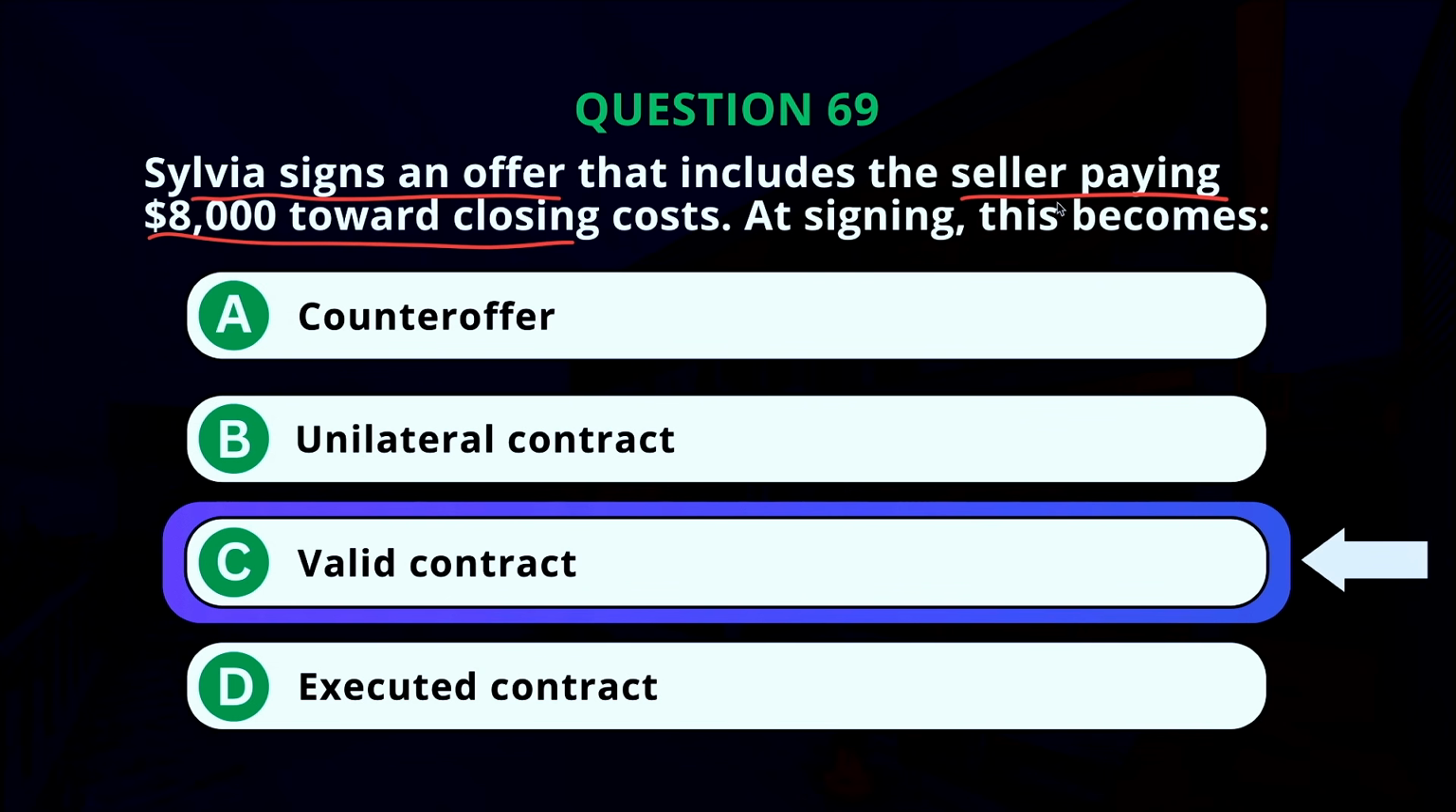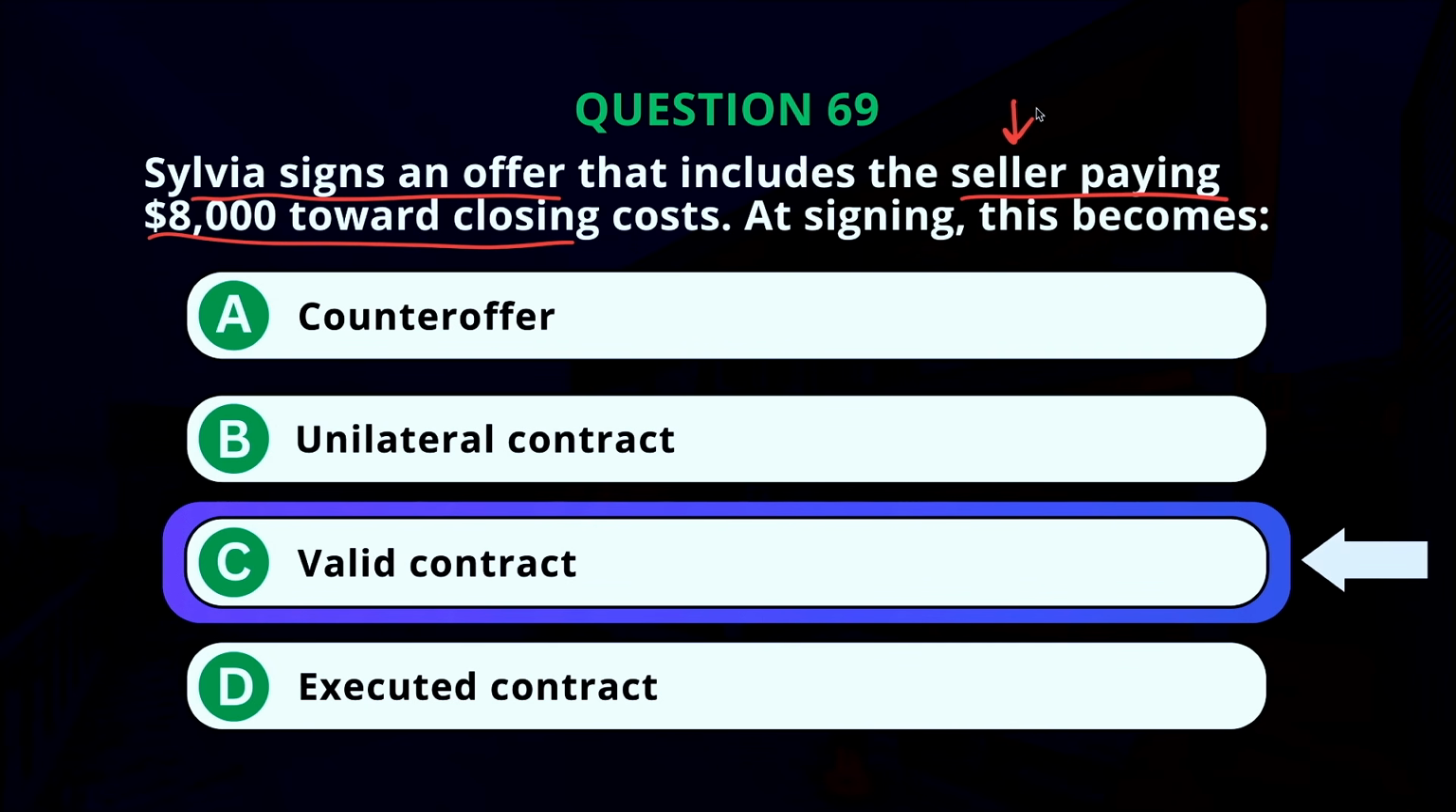And an executed contract is, well, this is technically an executed contract in the sense that both parties have signed. It doesn't quite say that the seller has signed the agreement. So the seller could have offered $8,000 in closing concessions. Sylvia now signs this, and now the seller needs to sign their portion. That could also be a scenario. It could have been a counteroffer. So we can't pick executed contract just yet because we don't have enough information.